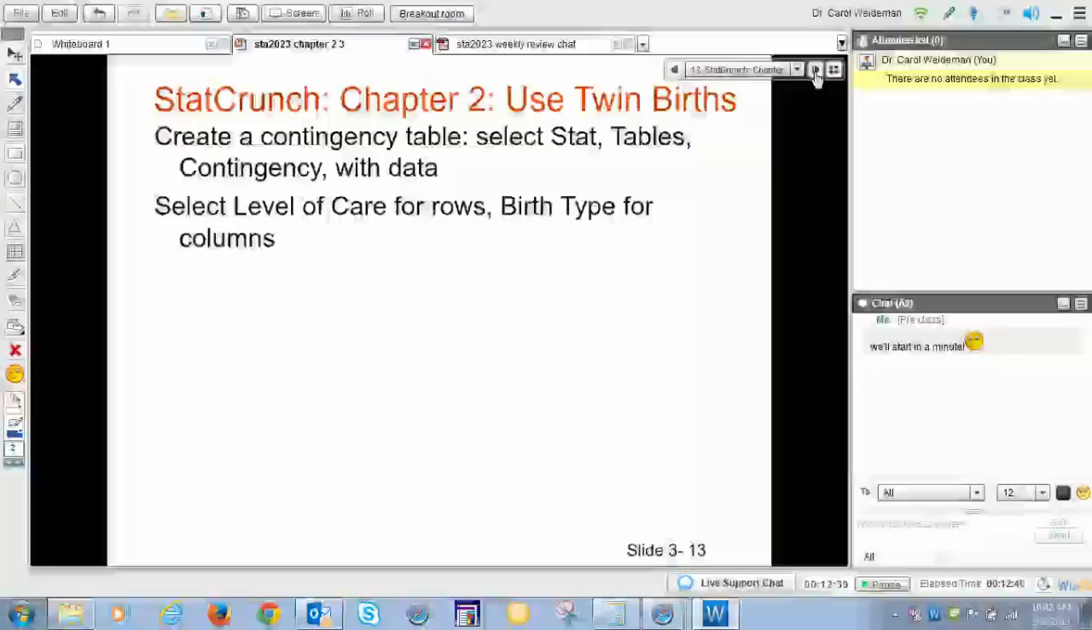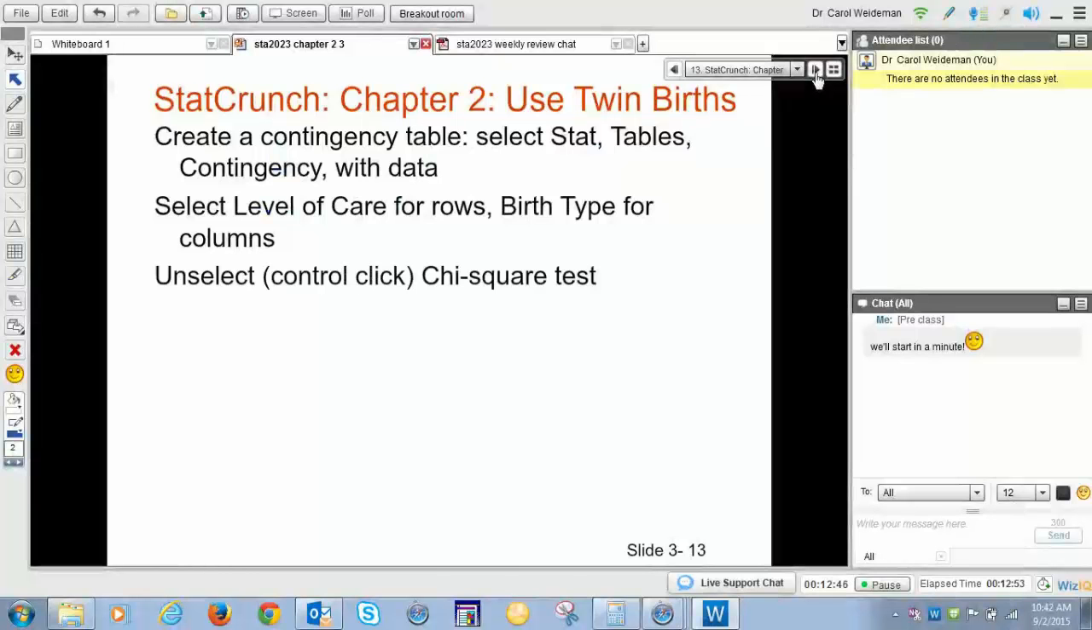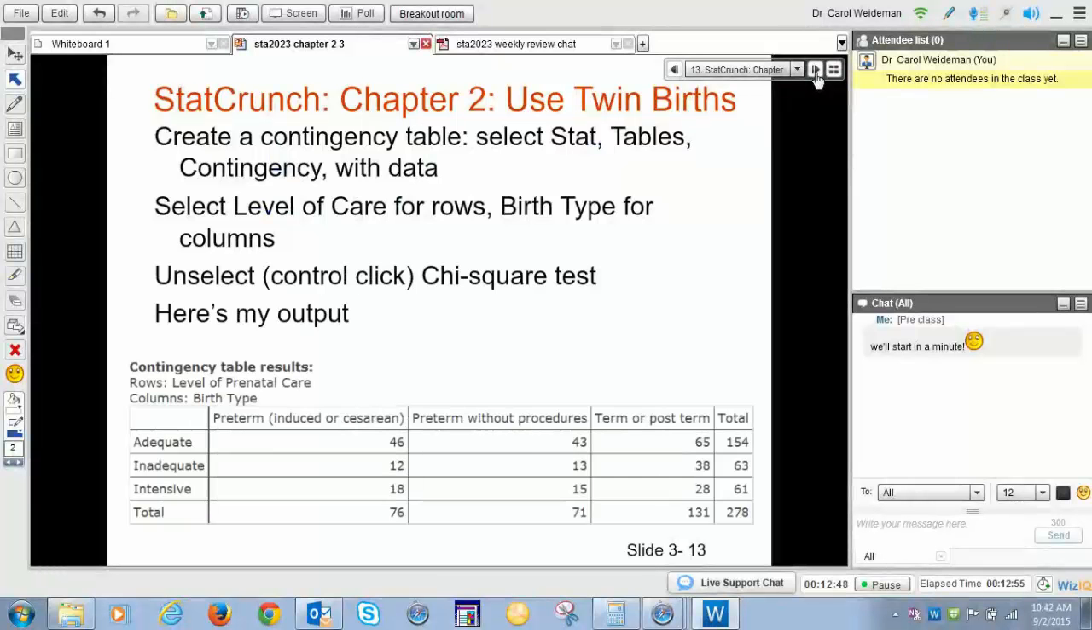It wasn't working there, but you're going to select Stat, Tables, Contingency, With Data, select the level of care for the rows and the birth type for the columns. And here's what I get. I've just formed a little contingency table, where the rows are the levels of prenatal care and the columns are the type of birth. So I've created a contingency table.